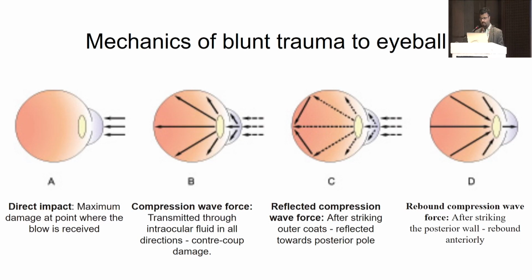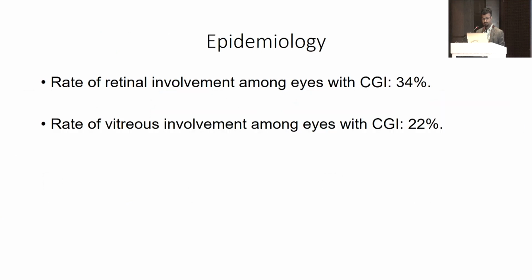So what happens to an eye when it receives a blunt trauma? The maximum damage occurs at the point where the blow is received. Then a compression wave force is transmitted through the intraocular fluid in that direction, causing contrecoup damage. After striking the outer coats, it is reflected towards the posterior pole, and then finally it will rebound anteriorly. So all these forces will cause their own damage.